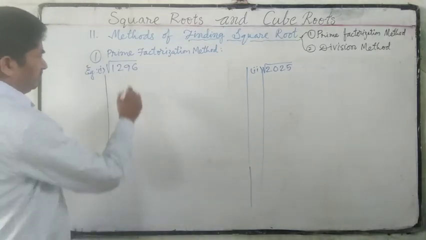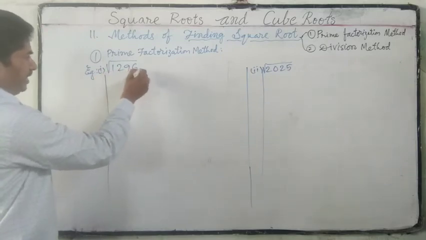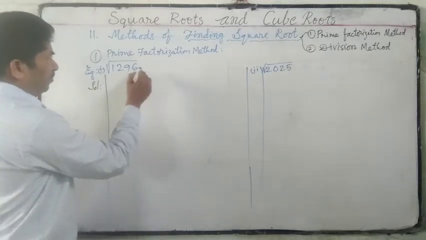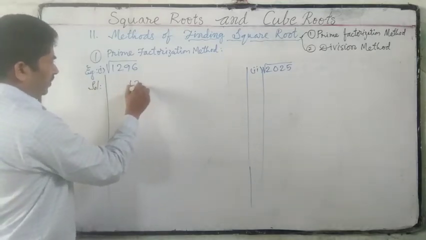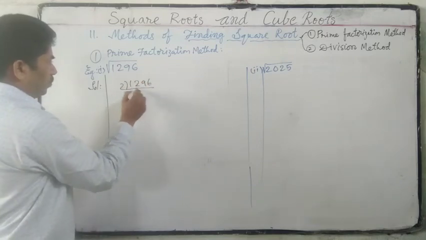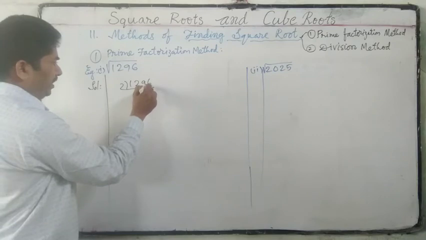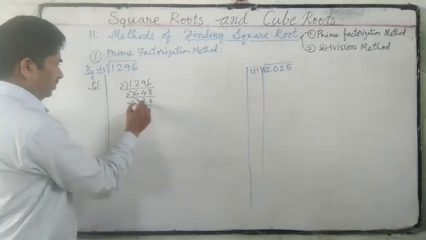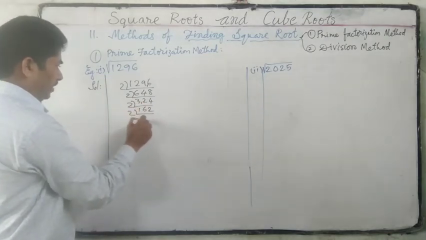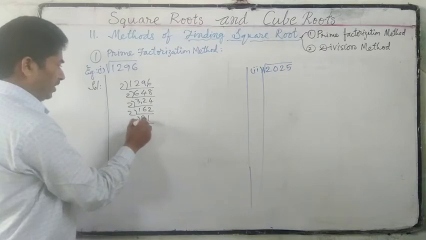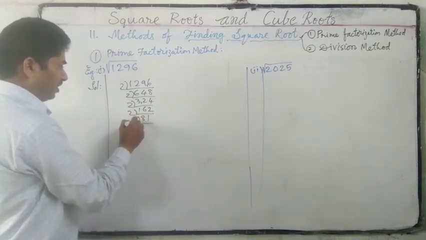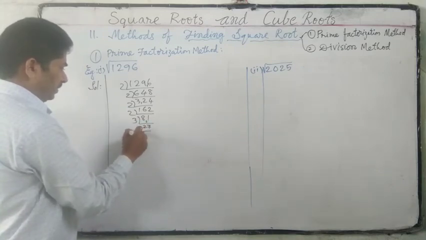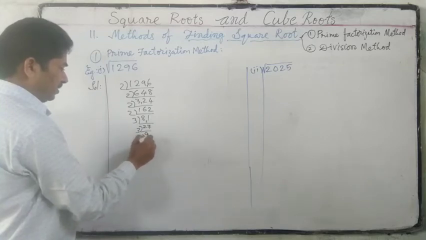Here we have two examples. First example, square root of 1296. First we have to factorize this 1296. 2 6s are 12... it is divisible by 2 repeatedly. Next, 3 table: 8 plus 1 is 9, so it is divisible by 3.